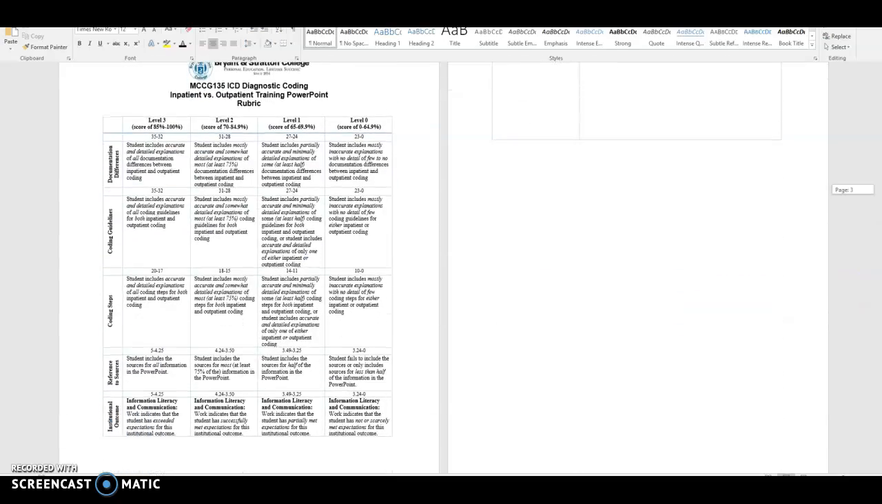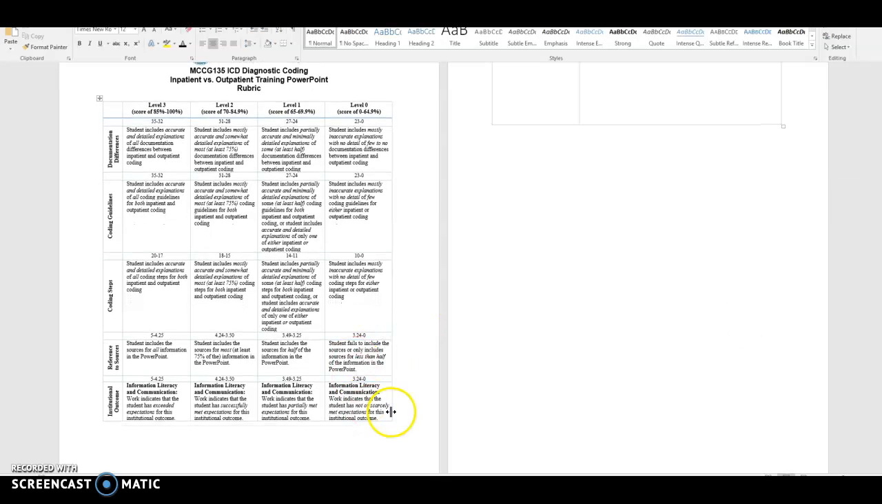So for this, the rubric for this assignment, make sure that you're including differences. You've identified accurate and detailed explanation of documentation differences between inpatient and outpatient coding. Make sure that you've also included accurate and detailed explanation of the coding guidelines, both inpatient and outpatient, as well as coding steps. There was some confusion on the rough draft assignments about the coding steps.